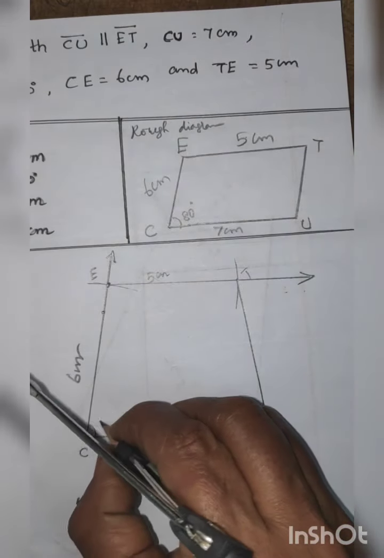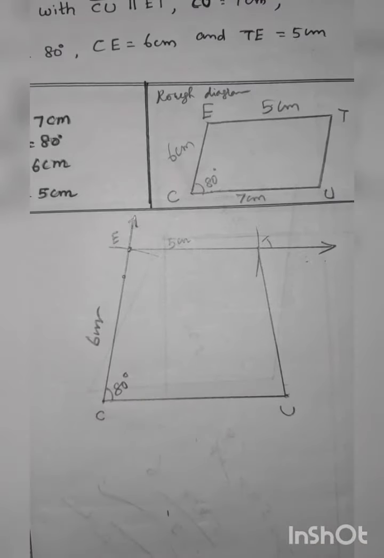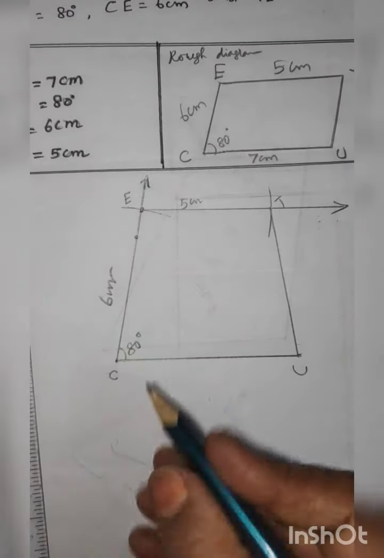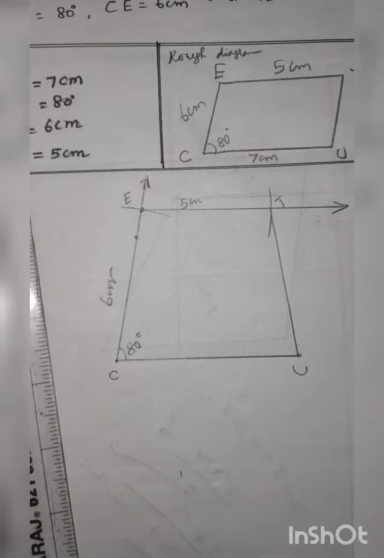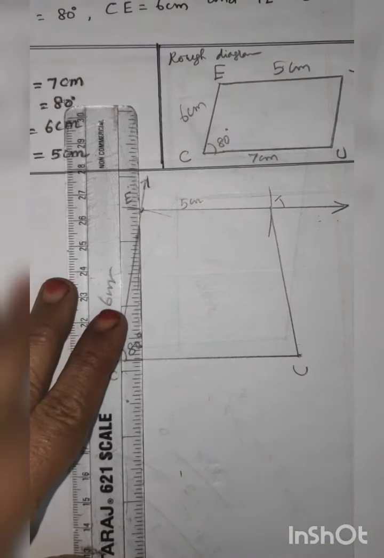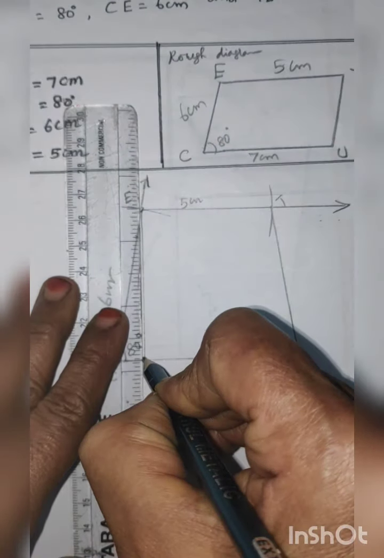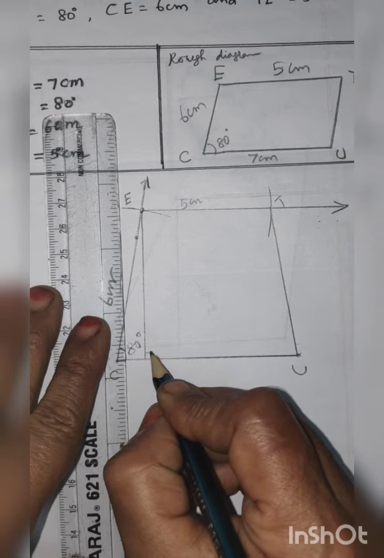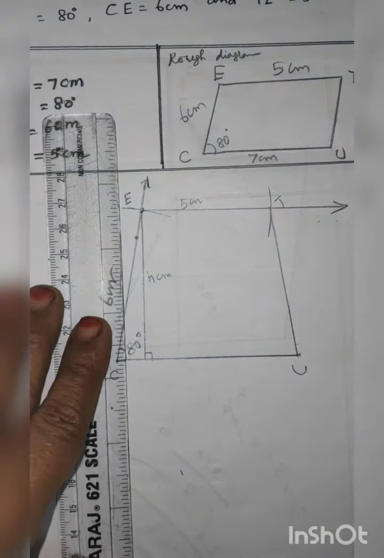Now what degree is measured here? 80 degree. Now the trapezium sum is completed. Now you want to find the area. What do we need for the area? Height. So here you draw a perpendicular line. Now how many centimeters is H? You want to find that.